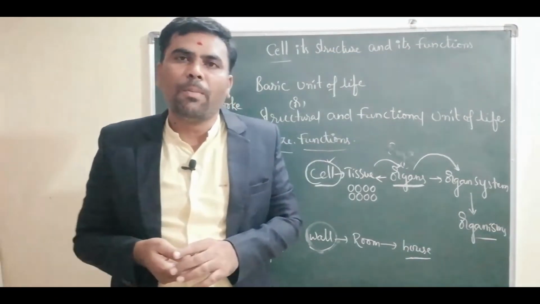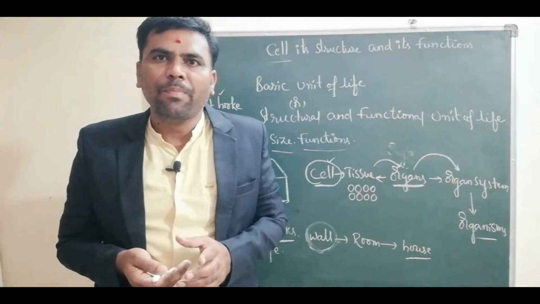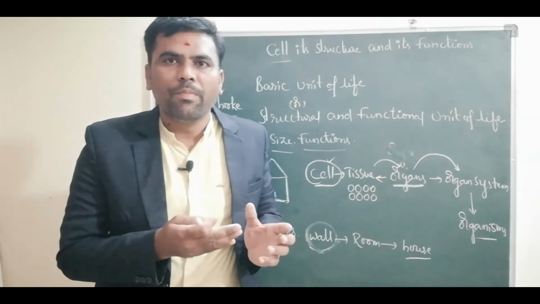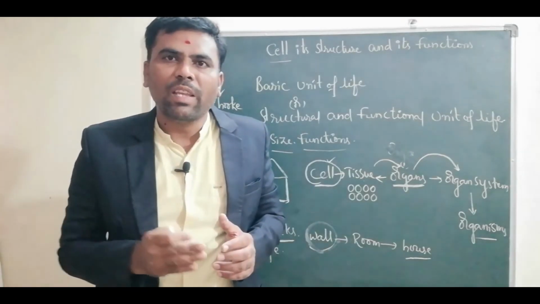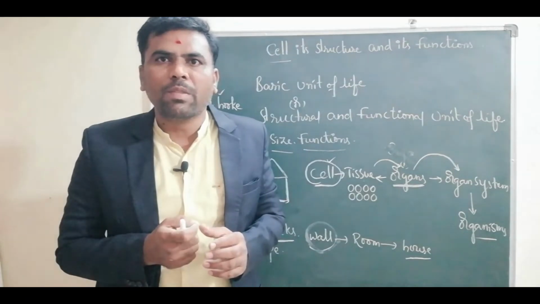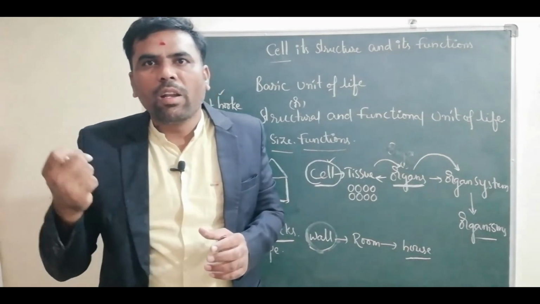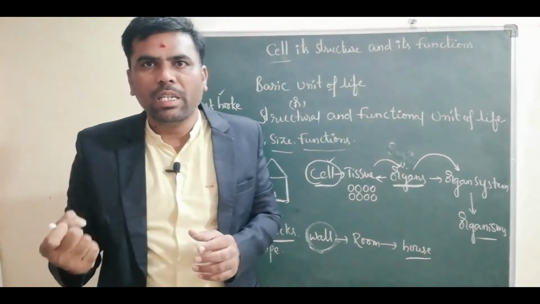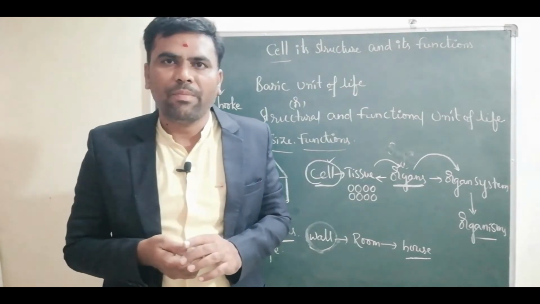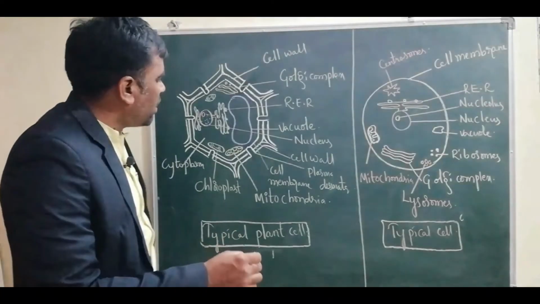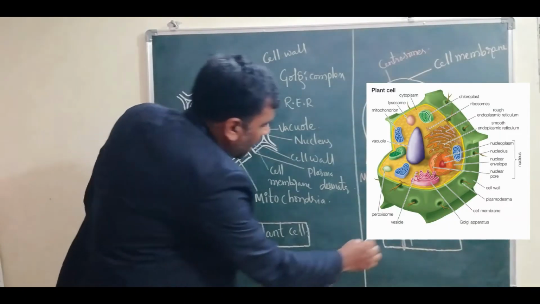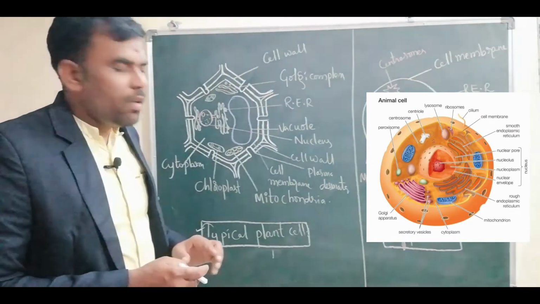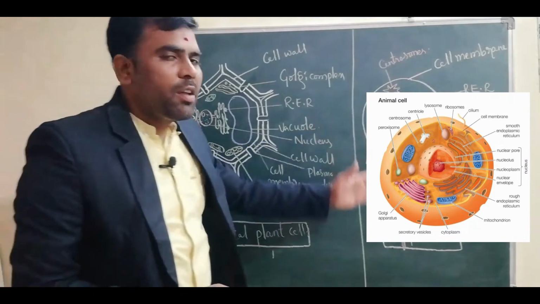But who prepared this typical cell? Many scientists studied the different parts of plant cells and different parts of animals, took photographs, and prepared the model of the cell. It gives a lot of information to study about the cell. Now let us look at the typical plant cell and this is the typical animal cell. So they are nothing but the model of the plant cell and the model of the animal cell.